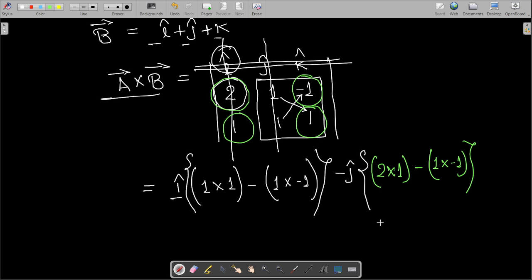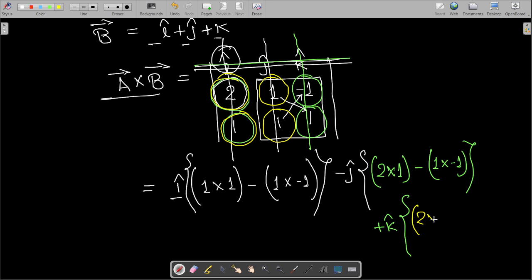And the same with the k cap. Here we will use the plus sign. The same thing for the k, remove the k column and remove the first row. So what would you get? This term 2, 1, 1 and 1. Then do the same operation here also. What will you get? You will get 2 into 1 minus 1 into 1.